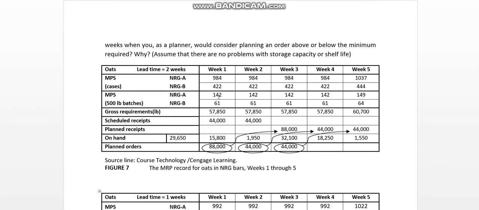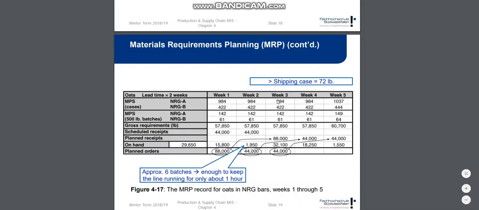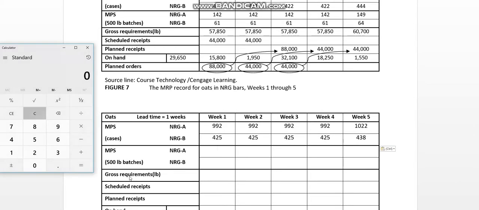Second step, some information about the second step is not here. I don't understand why they didn't give that information, but it is in the slides. So we need 984 energy A, and first we have to calculate the batches, how many batches we have, and that's very easy. You have to multiply 984 by 72 and divide it by 500 and round up.